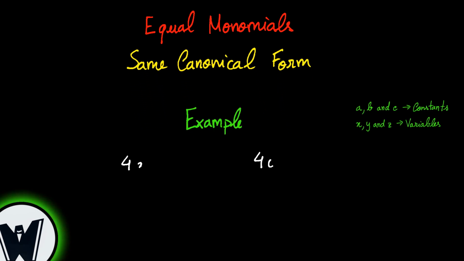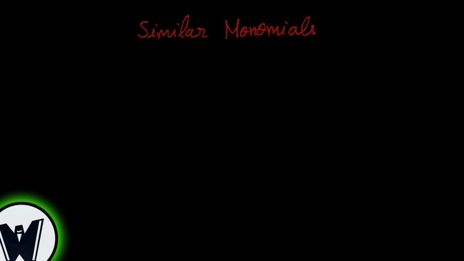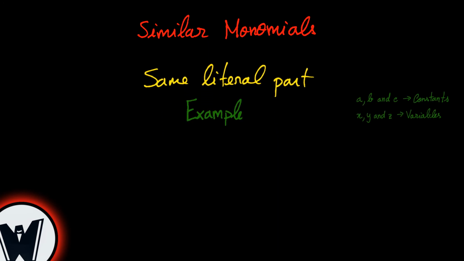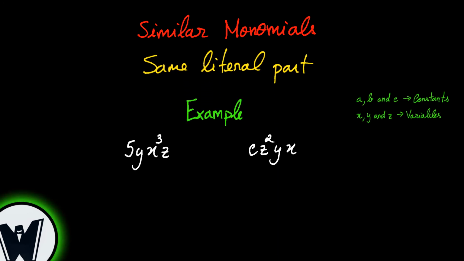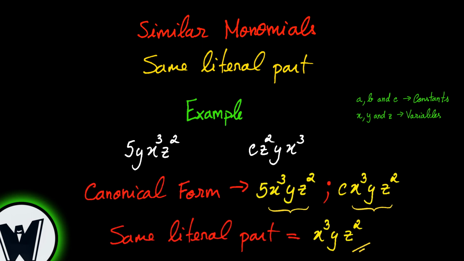Now let's talk about equal monomials and similar monomials. Equal monomials are monomials that have the same canonical form. For example, these two monomials have the same canonical form. Thus, they are equal monomials. The similar monomials are those that possess the same literal part. As an example, these two monomials are similar. This is their canonical form, verifying by this way that they have the same literal part, and by this they are similar monomials.